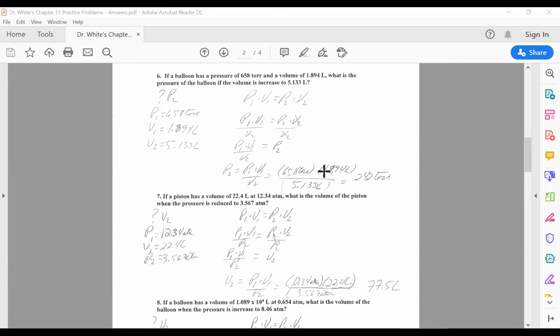Put in the numbers we already took time to figure out. Notice you should use your good buddy, your good friend, unit analysis. Notice liters divided by liters comes to number 1. And the only units we're left with is torr, which is a good thing because that's pressure.